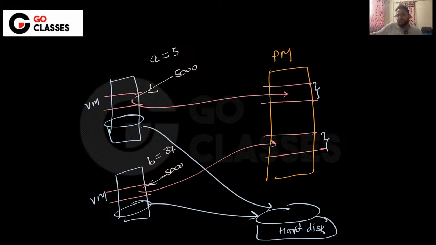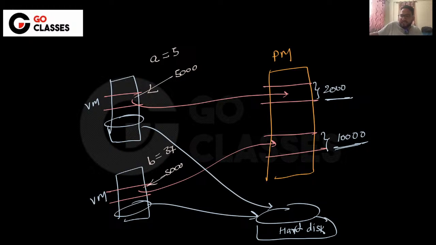But interestingly, the physical addresses will be different. Obviously, this 5000 will translate to, let's suppose, 2000, and that 5000 will translate to, let's suppose, 10,000. This 5000 physically means 10,000, and this 5000 physically means 2000.